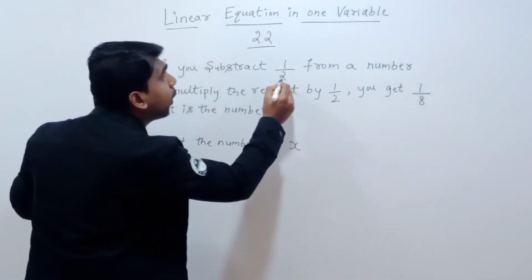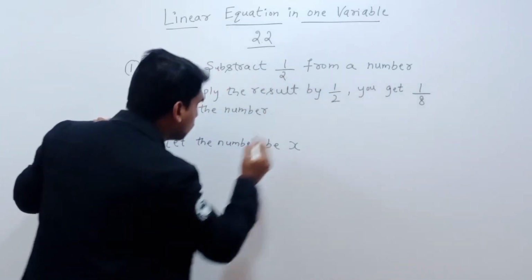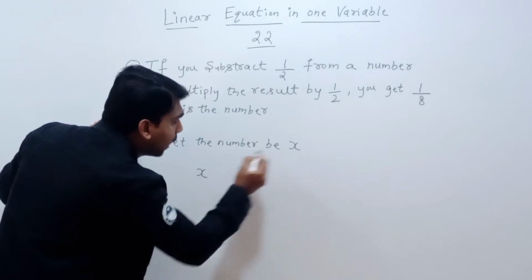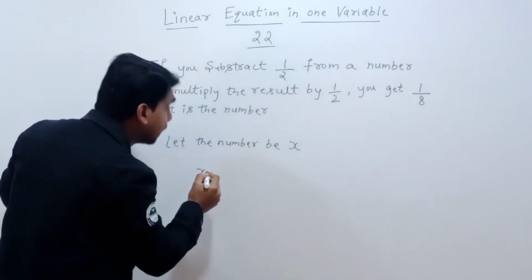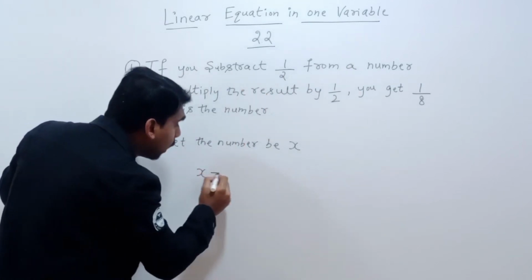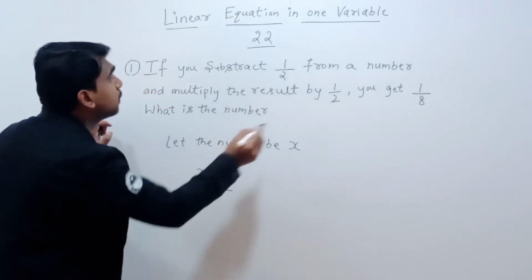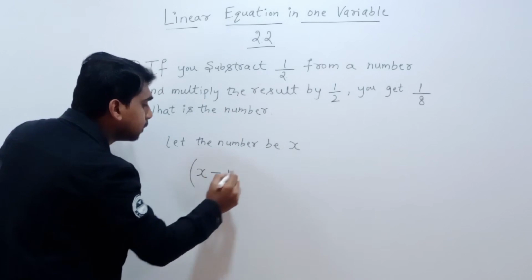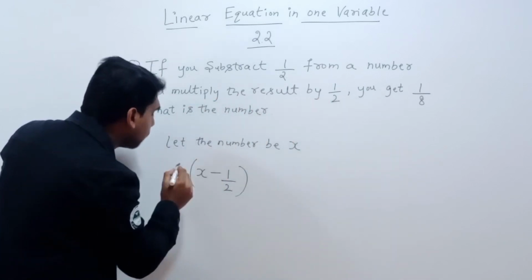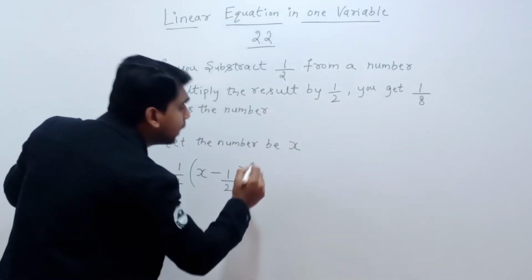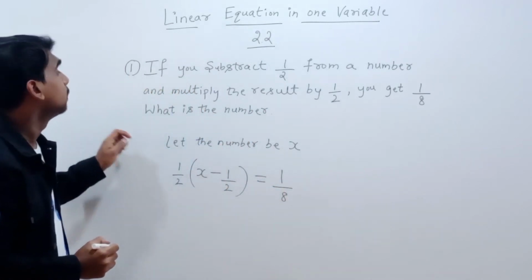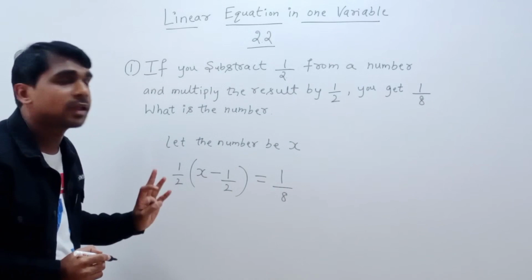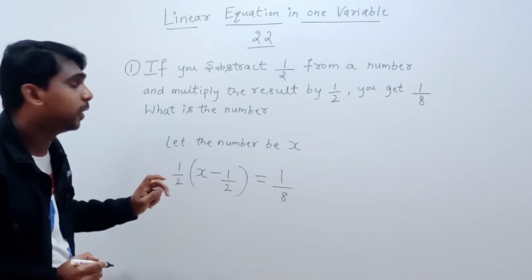If you subtract 1 by 2 from a number, we will take the number as x. We have to subtract 1 by 2 from this and multiply the result by 1 by 2. Then we will get 1 by 8. Now we have written the mathematical equation. Now we will solve it.